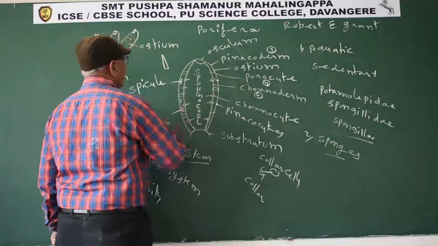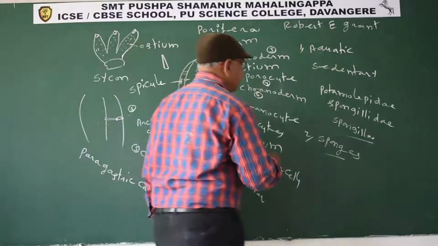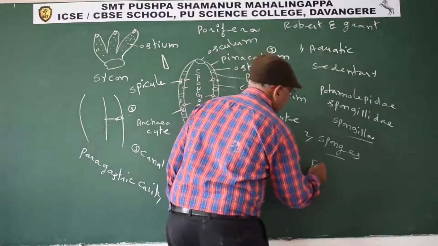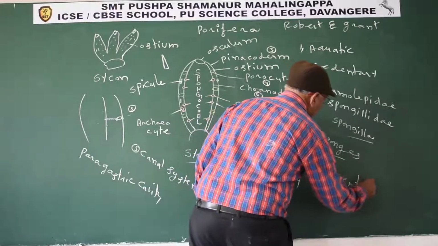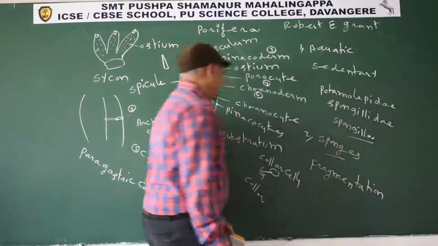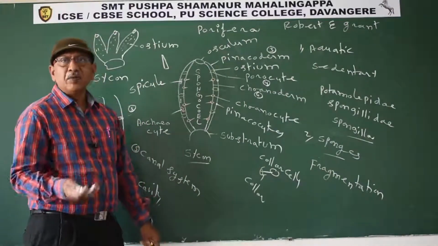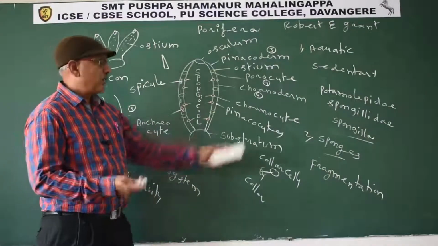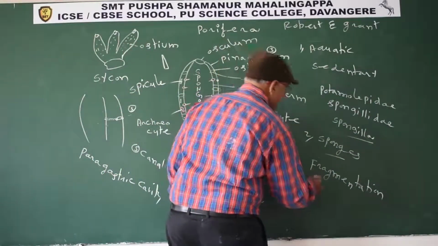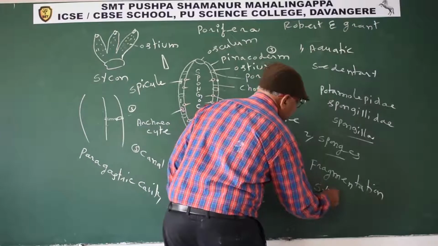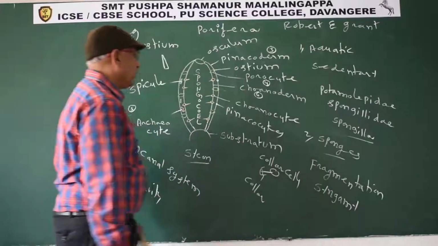Next one. Asexual reproduction is by fragmentation. It means the animal breaks its body into several bits, each bit developing into an adult. Fragmentation. Sexual reproduction is by syngamy. Union of gametes is known as syngamy.